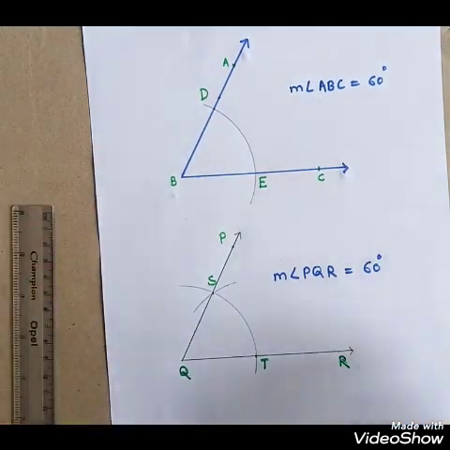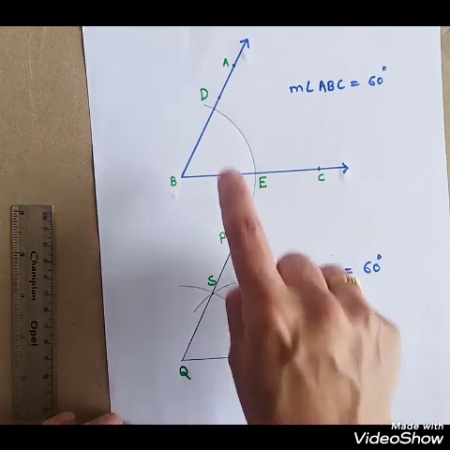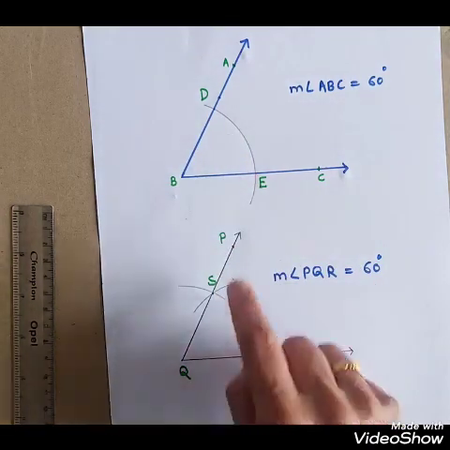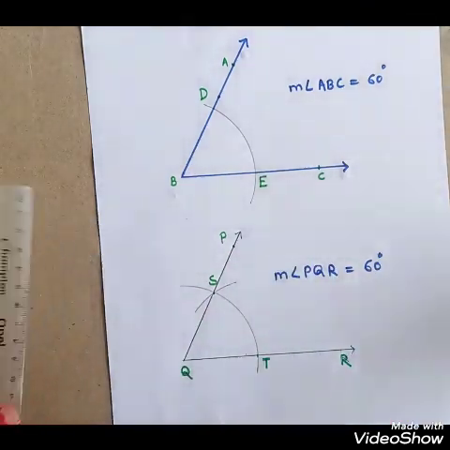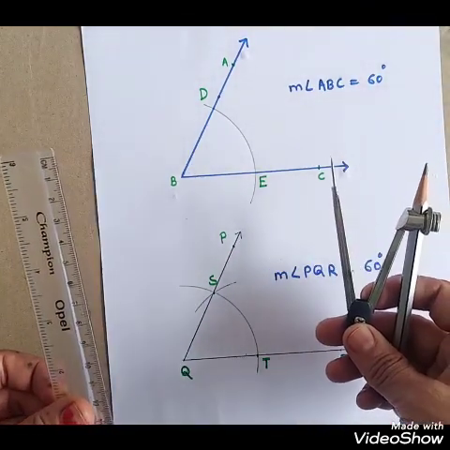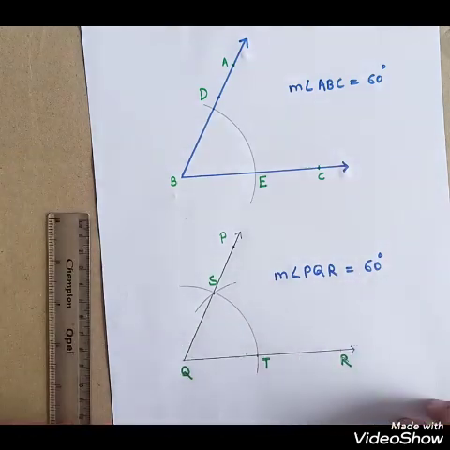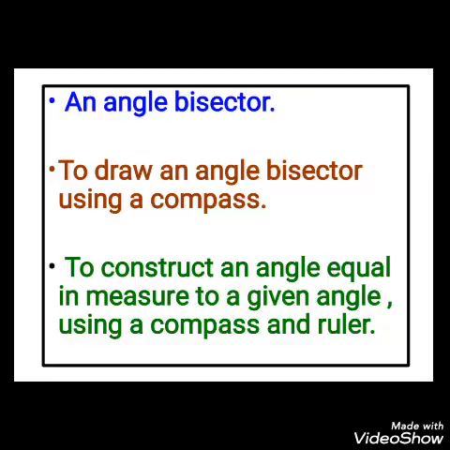So thus we have learned to construct an angle equal in measure to this given angle using a compass and a ruler. I think you have understood this. So students, in this video we have learned the meaning of an angle bisector, how to draw an angle bisector using a compass, and to construct an angle equal in measure to a given angle using a compass and a ruler. Thank you.